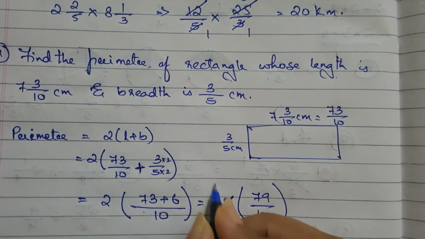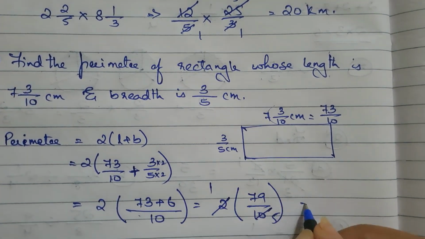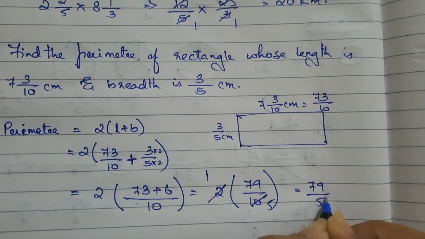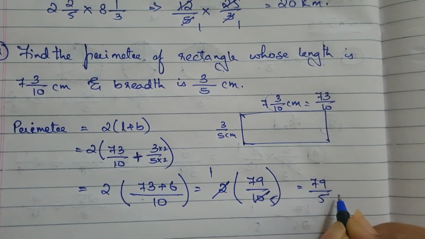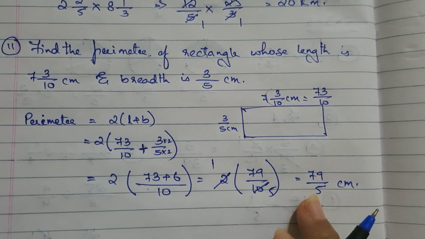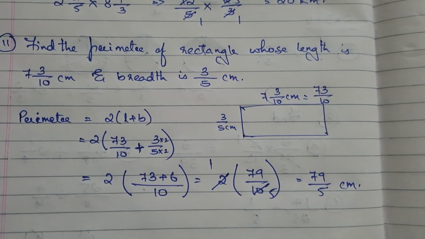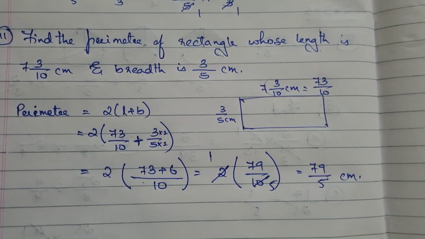Then 2 1 times. Now these are in multiplication. I can reduce it. 2 1 times and 5 times. So it is 79 upon 5 is what I get here. You can leave your answer, and this is going to be centimeters. You can leave your answer as a mixed fraction, or if your teacher has asked you, convert it into an improper fraction. Okay.